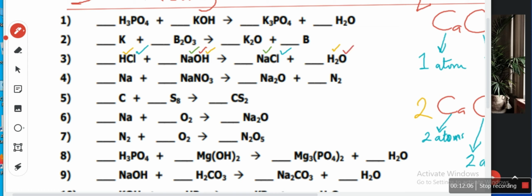So it looks like everything is balanced. Since everything is balanced, we don't need to write any number there. If you want to write any number there, you can just write 1, 1, 1, 1. But there's no need, because 1 doesn't need to be written if it is 1.